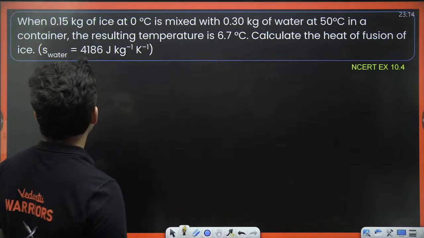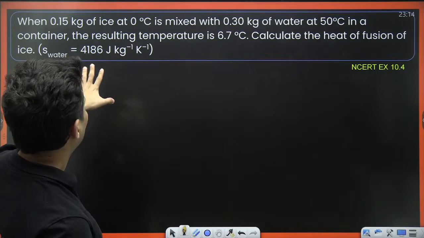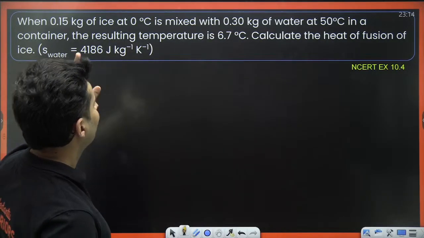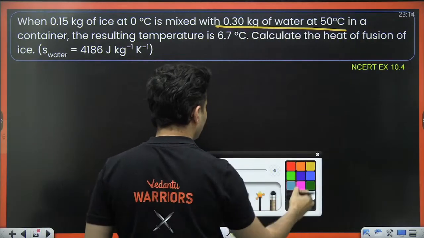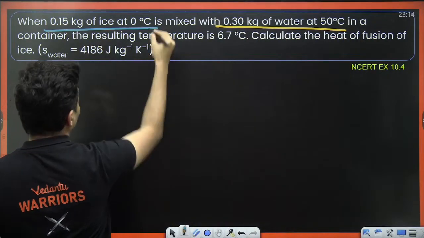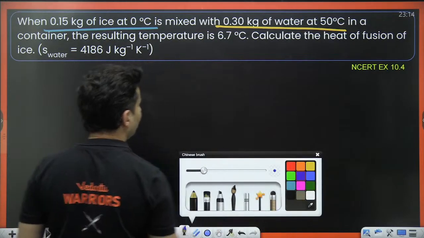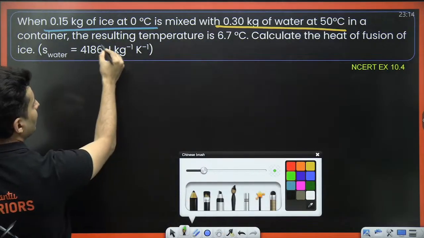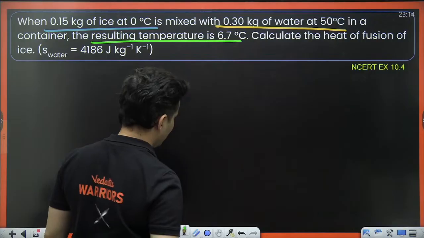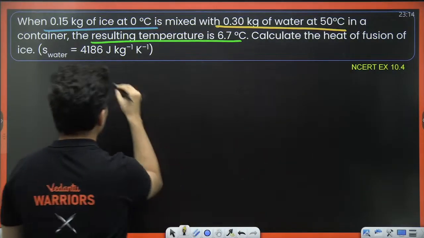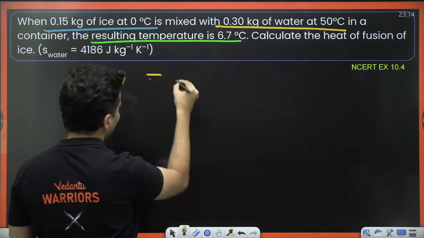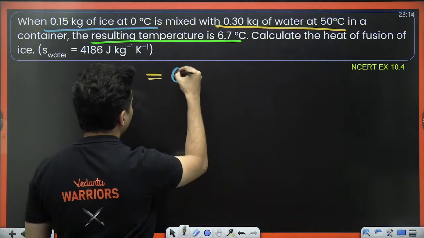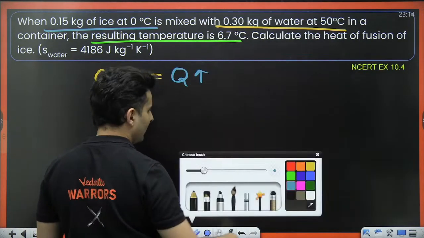Who is hot? Ice at 0, resulting is 6.7, 50 degrees Celsius water. This is hot. Who is cold? This is cold. What is equilibrium? Resulting temperature is 6.7. So the heat lost will be equal to the heat which is gained by the cold body.